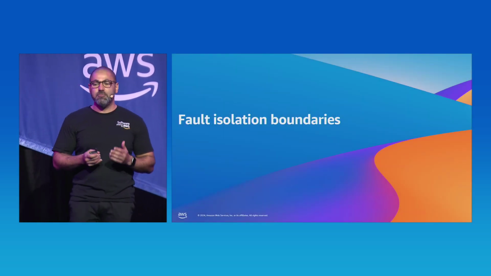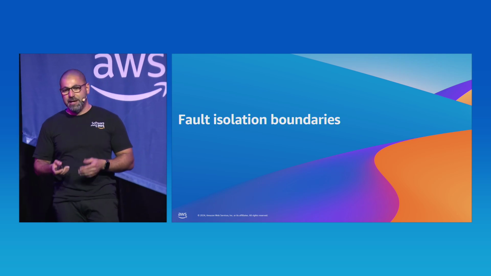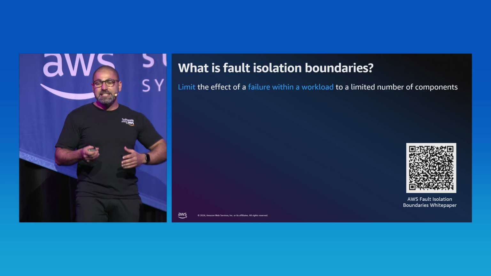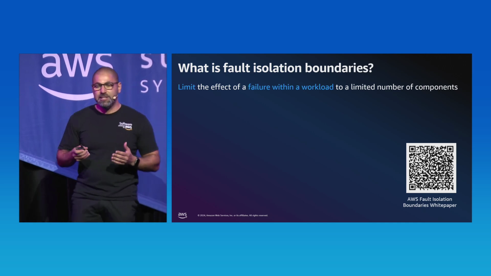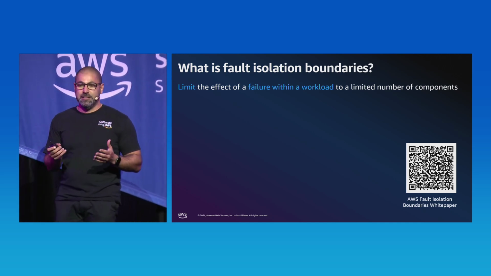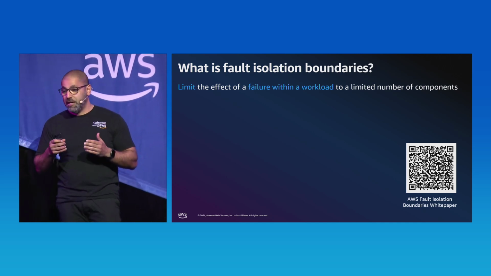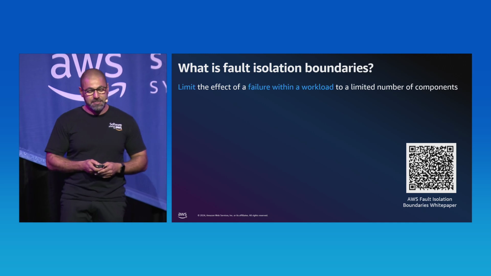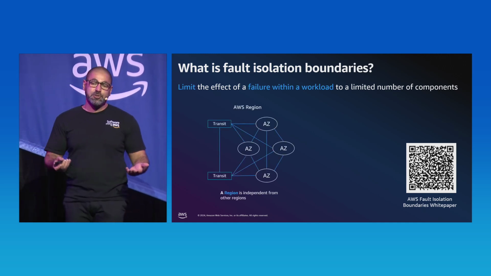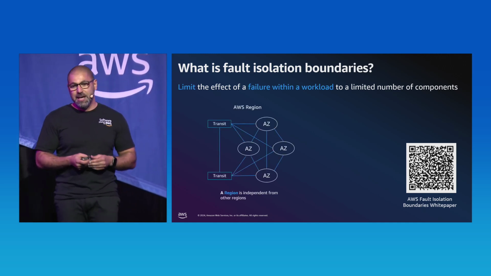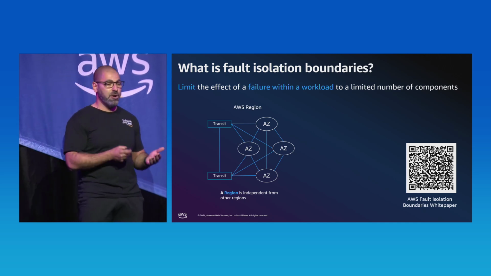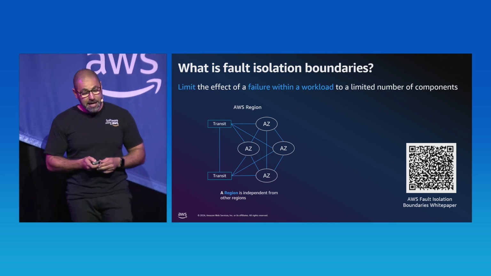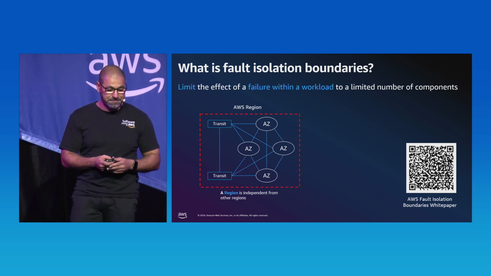So with those challenges in mind, let's first discuss fault isolation boundaries. What is a fault isolation boundary? Basically, it's a way to contain the failure to be within a defined boundary. Anything within this boundary is affected, anything outside of this boundary is unaffected and will continue to function as normal. From an AWS infrastructure perspective, we have regions. A region is a physical location around the world, and every region is independent from another region. And in fact, a region is a fault isolation boundary.